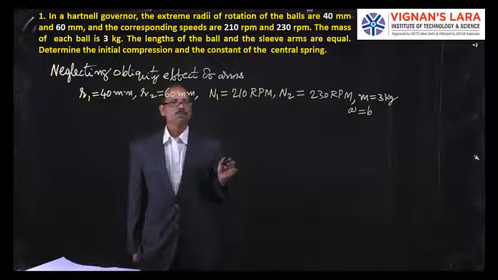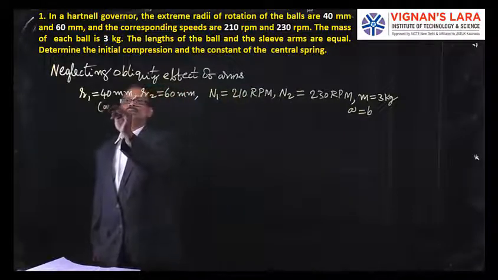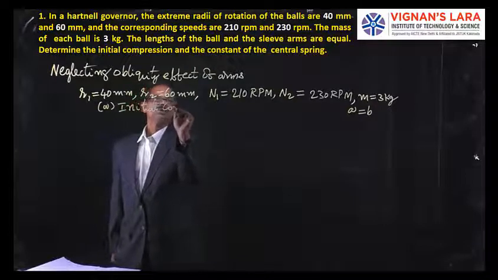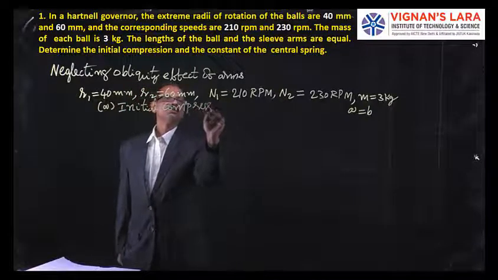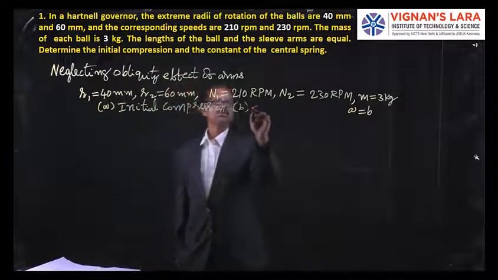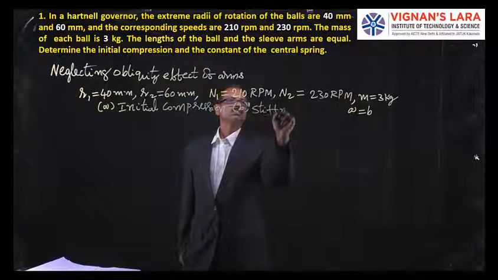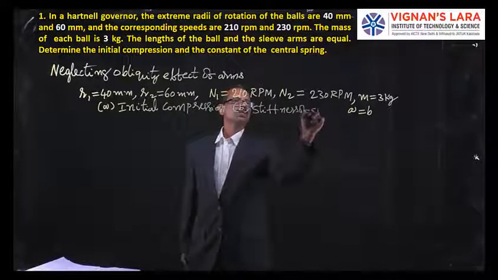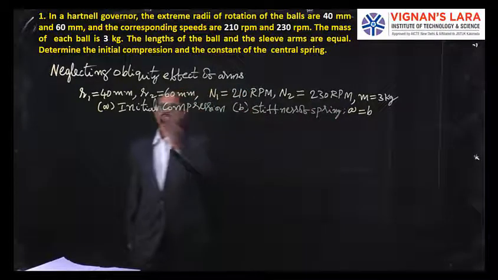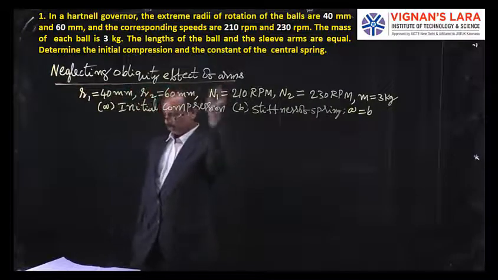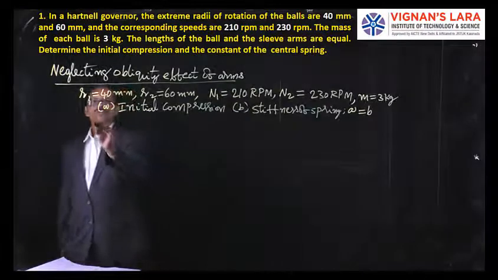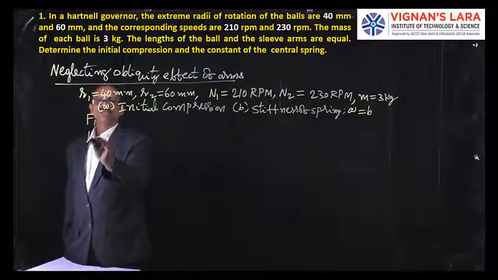So what are we supposed to find out? We are supposed to find out the initial compression of the spring, and the second one is the stiffness of the spring. These are the two things we have to evaluate, and that is by neglecting the obliquity effect of the arms. Okay, let me first find out F1, F2.